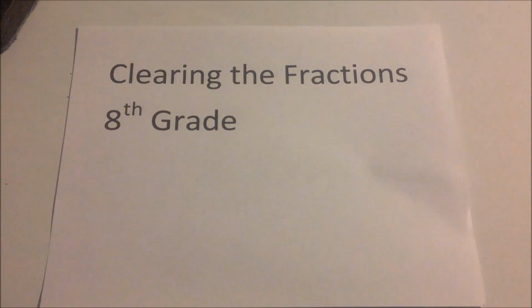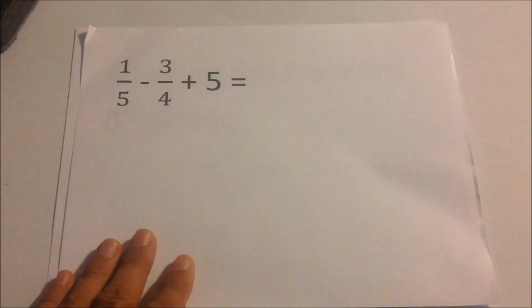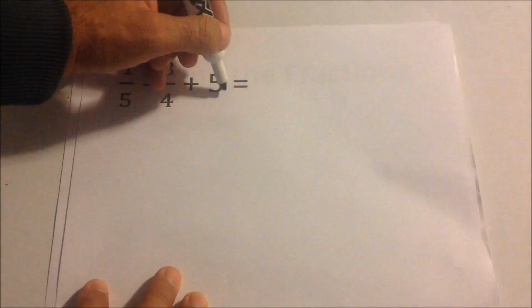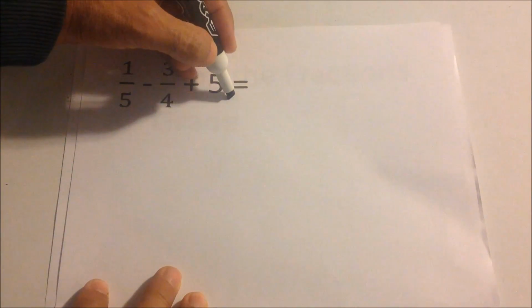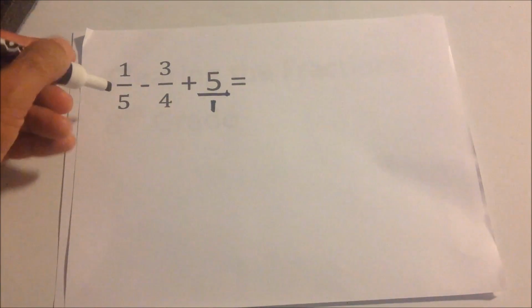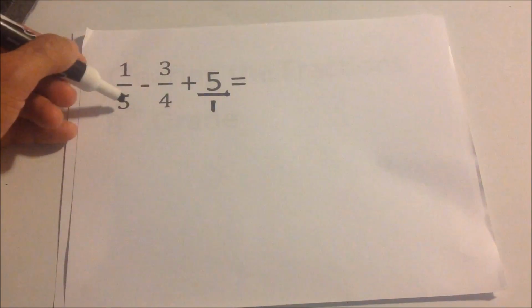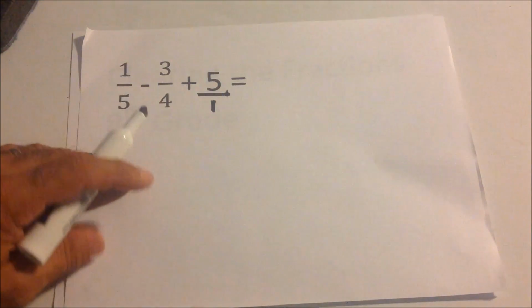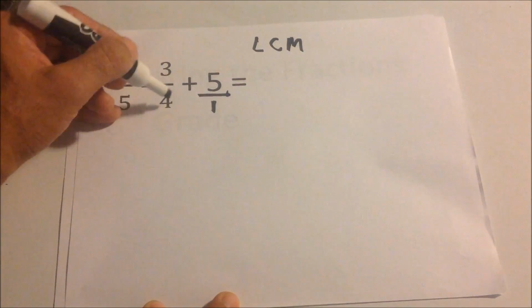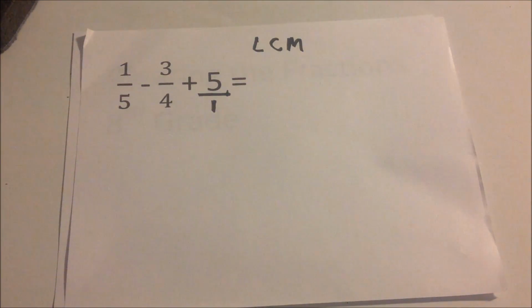Okay, here's our video on clearing the fractions, and it just makes life a lot easier if you know how to do this. So right now, the first step is, anytime you have an integer or a whole number, just put it over 1. And so we have a 5, 4, and a 1 here in the denominator, and you want to find the LCM. You want to find the lowest common multiple of 5, 4, and 1, and that's 20.